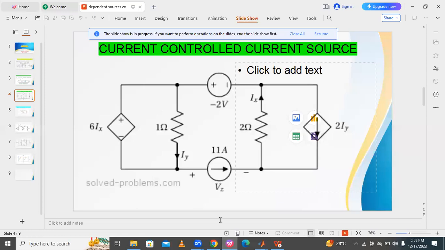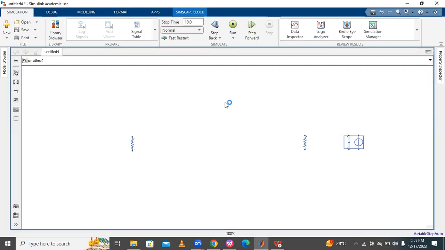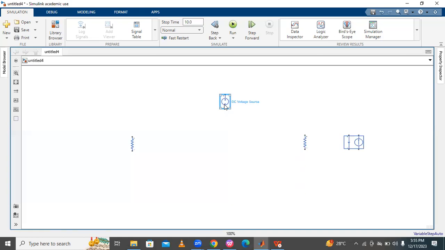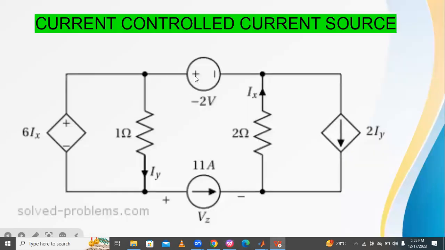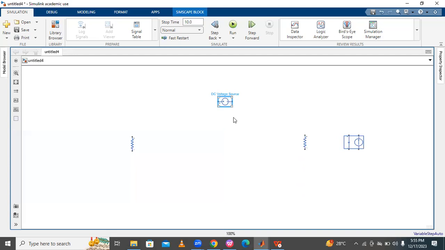In between, this is called the voltage source, DC voltage source. So you have to connect the DC voltage source here. So plus control R. What is the polarity of the DC voltage source? Here plus and minus, 2 volts. Okay. Left side plus and right side minus, like this.